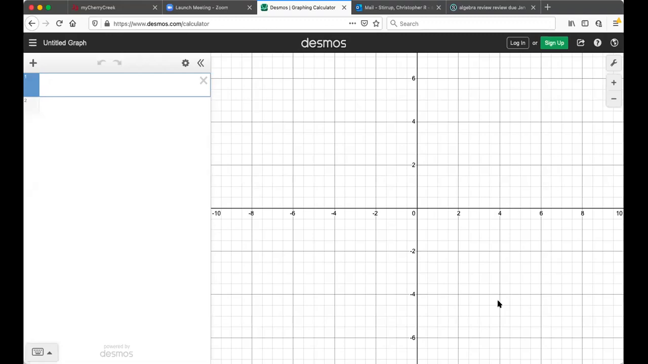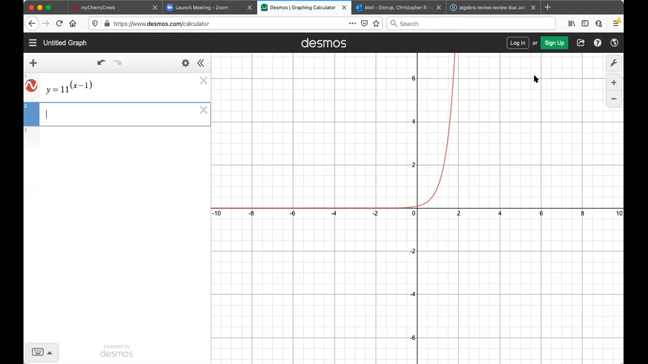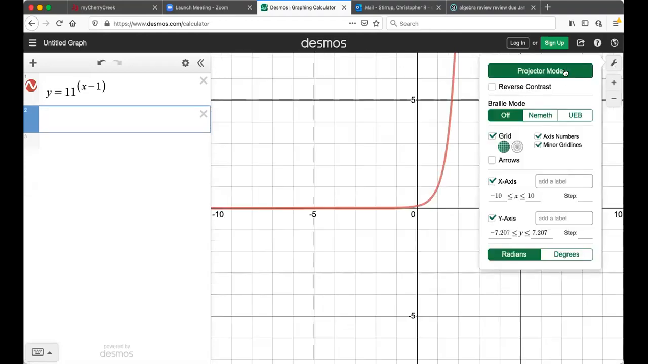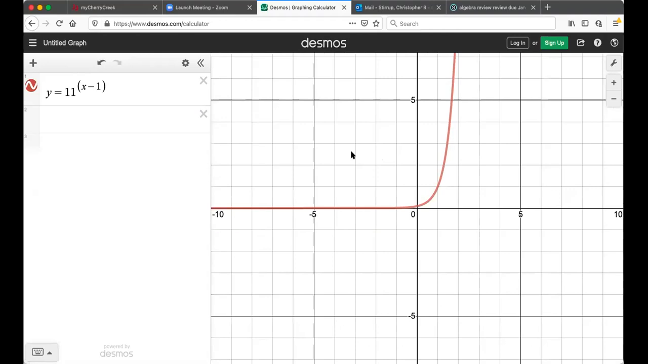Right now the problem doesn't have y as any part of it, but we're going to use y equals. So we have y equals 11 raised to the x minus 1. Oops, I need to put that in parentheses on Desmos. x minus 1. So it's going to give us this kind of graph. Let me go to projector mode. It makes it a little fatter, so it might come up on your screen a little bit better.